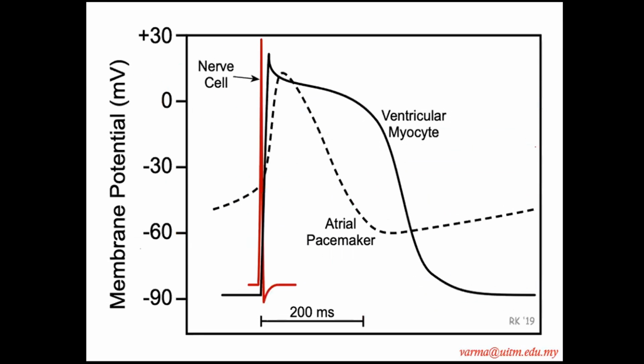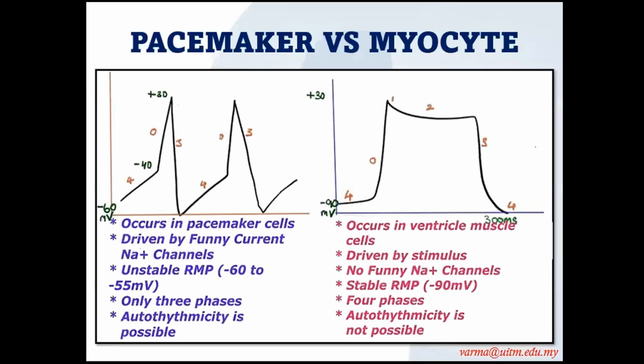Okay, pacemaker versus myocyte. Okay, this is how we superimpose. You draw one first, then you just draw the pacemaker potential. So, okay, these are the differences. If your exam comes compare and contrast, I'm not going to repeat it. You're going to just write this much.